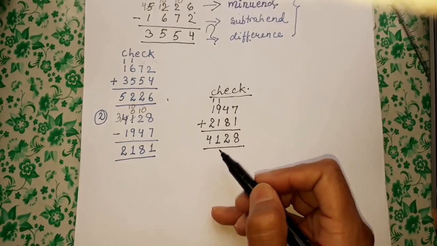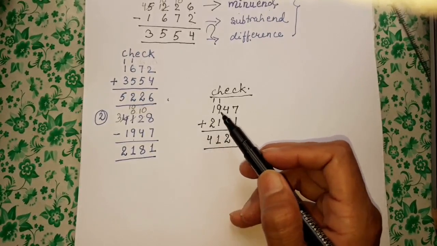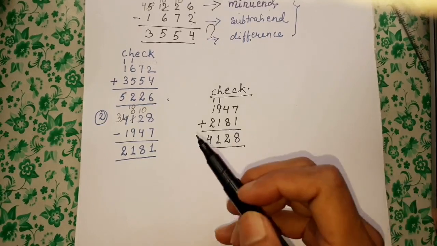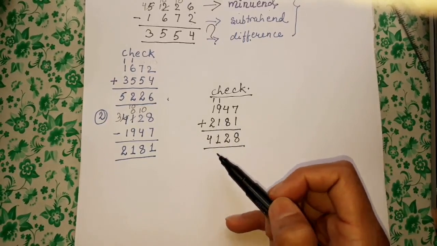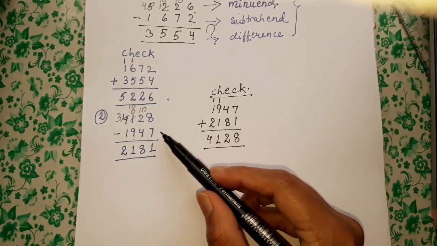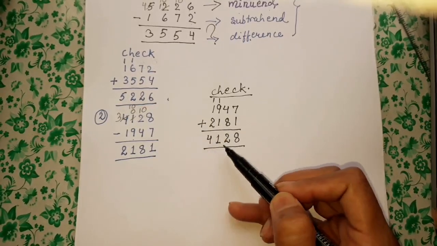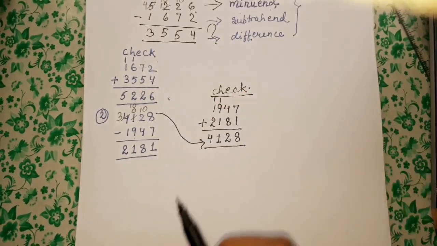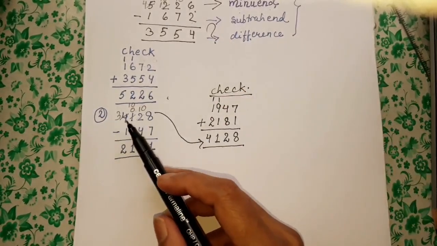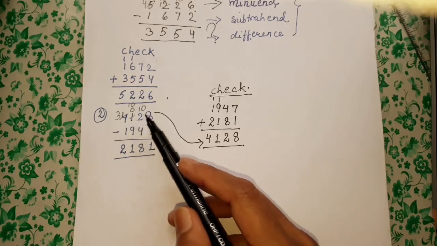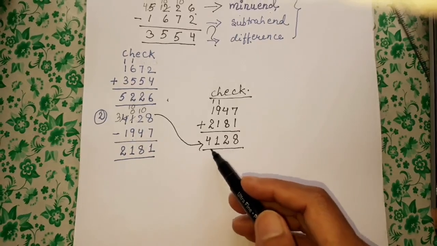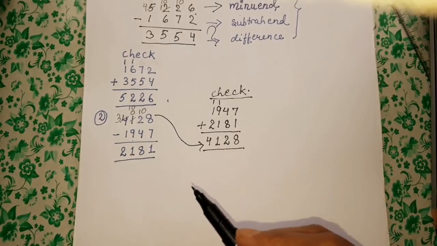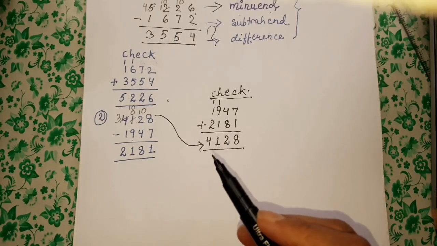4128 as a sum of 1947 and 2181. So here when we add subtrahend and difference, we get our minuend. Our minuend is 4128 and here we get 4128. That means our subtraction is correct.